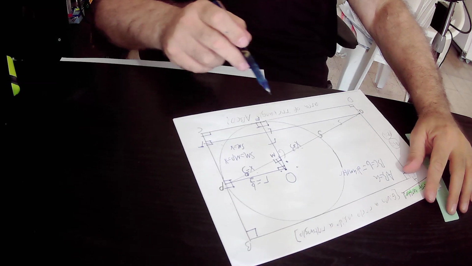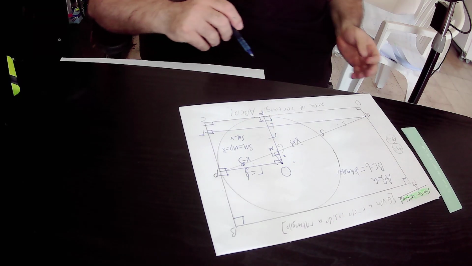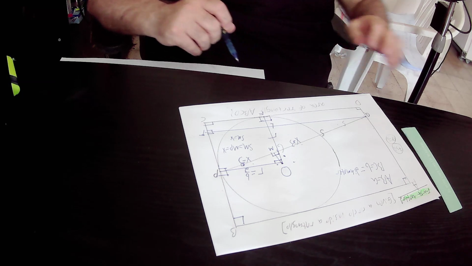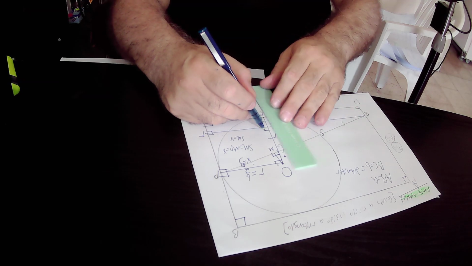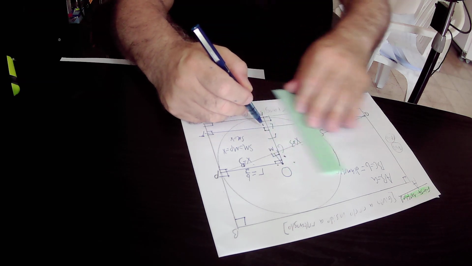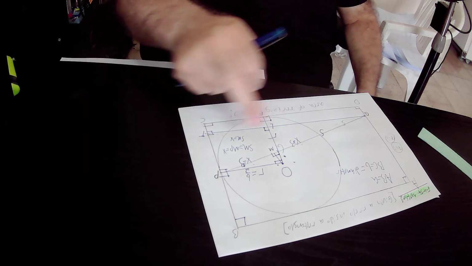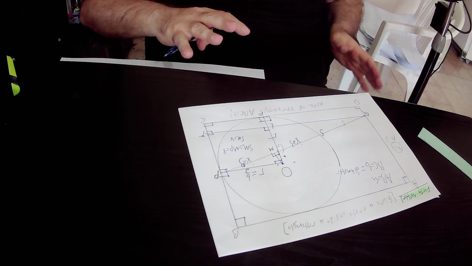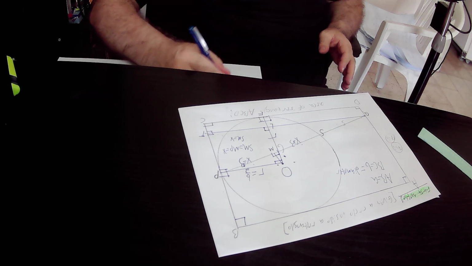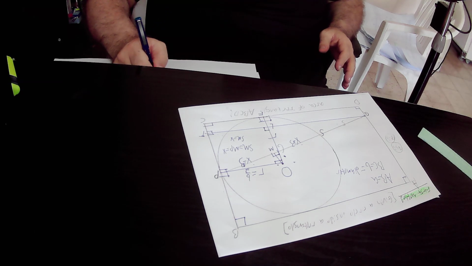So inside quadrilateral OPLT, we have 1, 2, 3 right angles. Therefore, the fourth angle must also equal 90 degrees. I already explained this before. So inside quadrilateral OPLT, we have 4 right angles, and any quadrilateral that has 4 right angles must be at least a rectangle, if not a square. So we relate to quadrilateral OPLT as a rectangle. Why? Because it has 4 right angles.